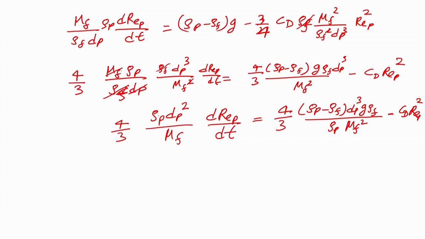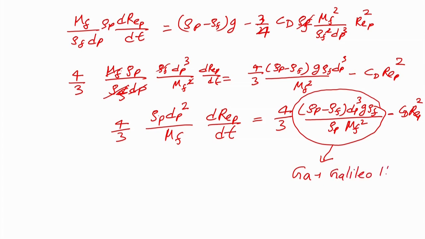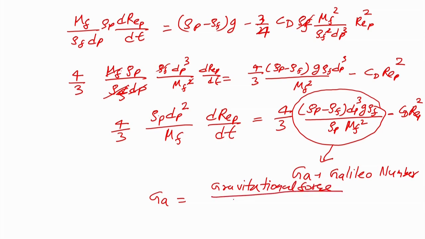Now, this number is called the Galileo number, represented with GA, and GA is nothing but the Galileo number. And the Galileo number GA is nothing but the ratio of gravitational force to the viscous force.